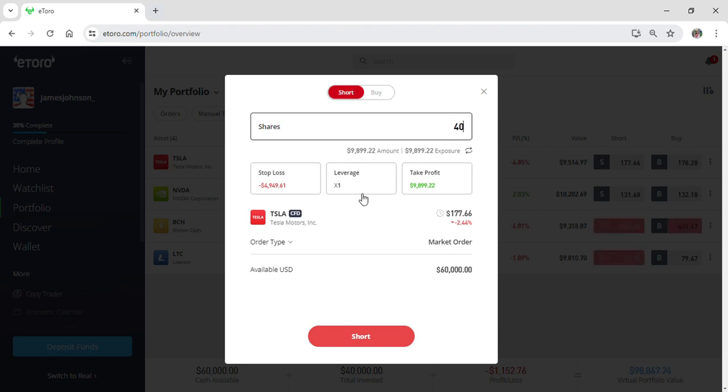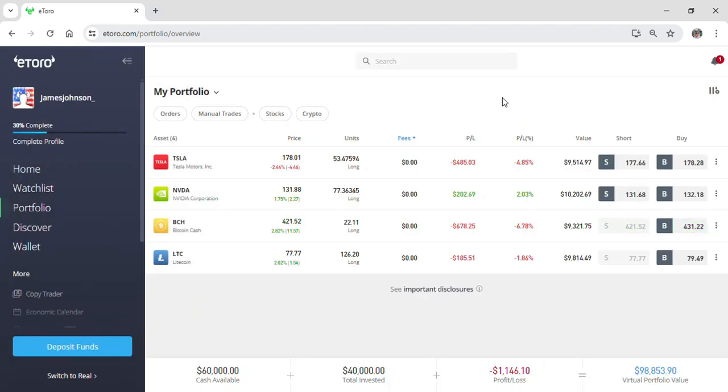And after that, you just need to configure your settings of stop loss levels and profit. And after that, simply click on sort, and the part of your share that you have inputted will be sold. And that is an easy process on how you can sort a part of your share on eToro.